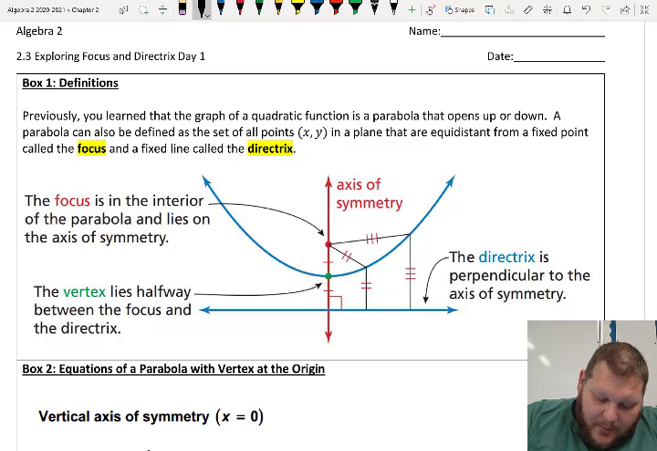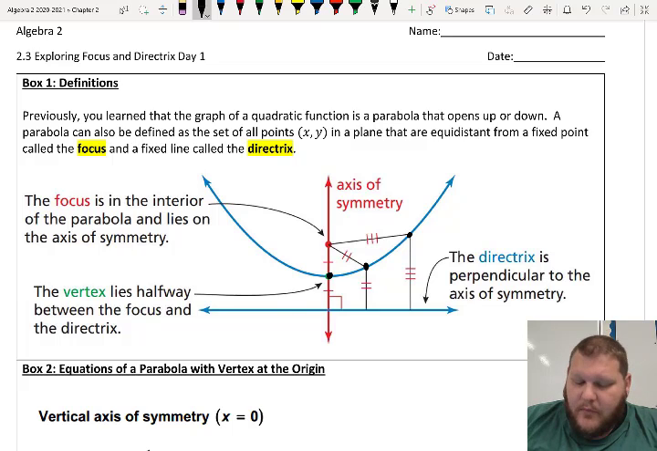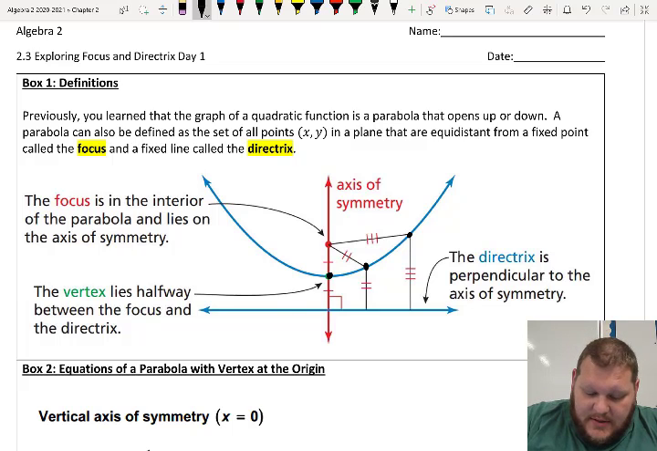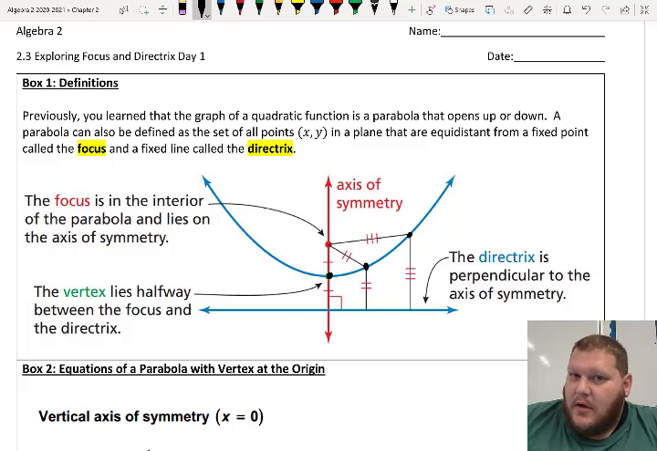So if you look here in my example down here, all of these different points that I've found on my parabola, I've got a point here, I've got a point here, and I've got a point here. If you remember from geometry, these little tick marks indicate that those are congruent segments. So that means they're the exact same distance all the way throughout.